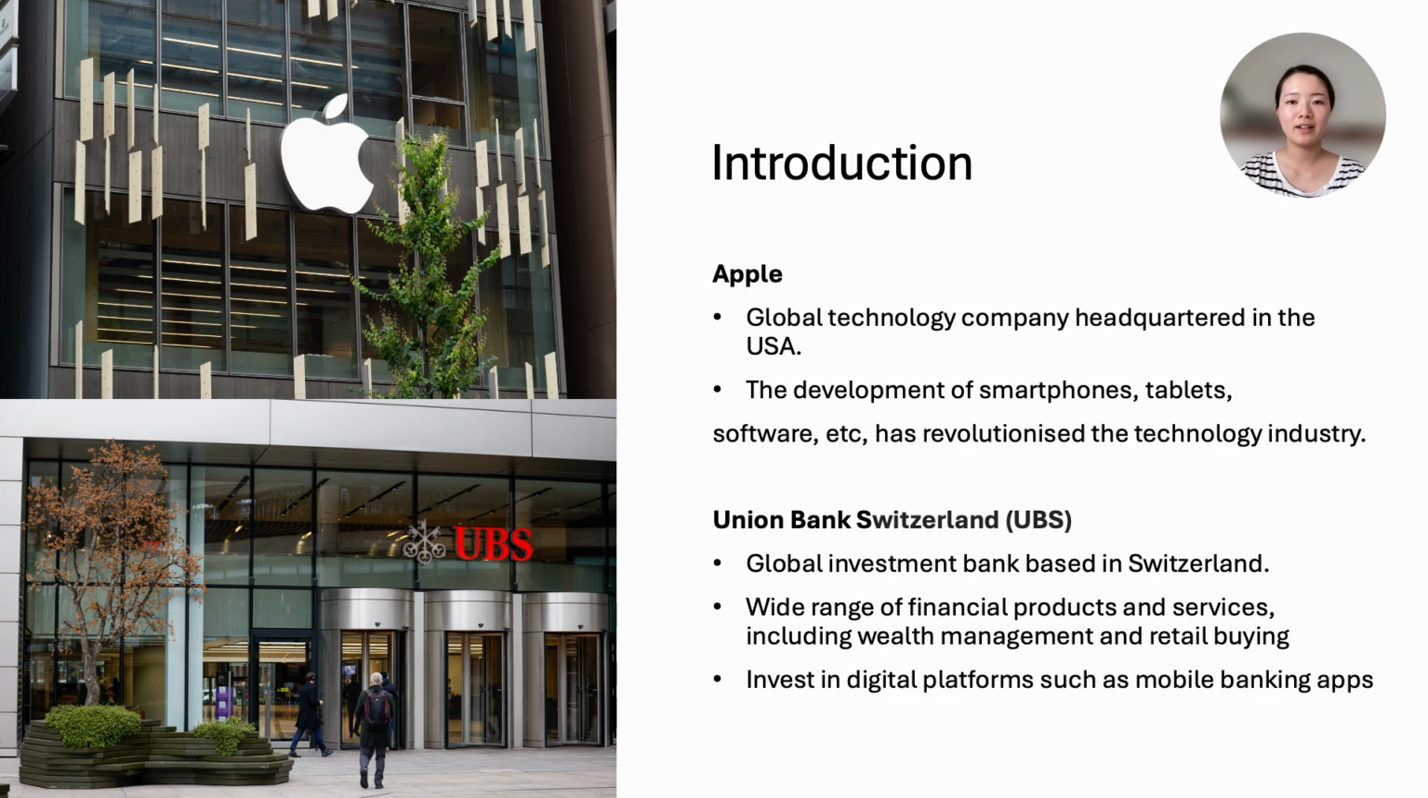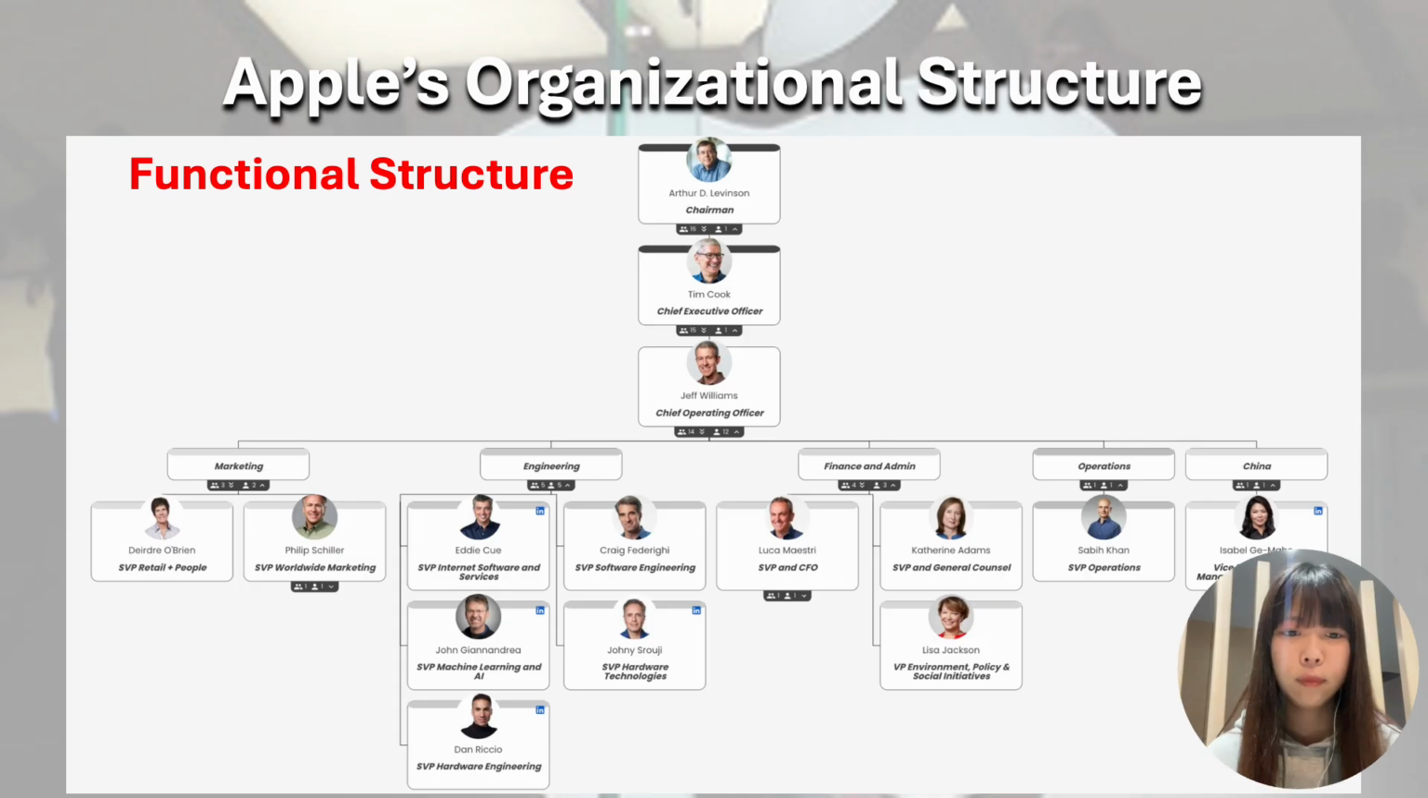Next, I will give an overview of UBS. Union Bank of Switzerland is a global investment bank based in Switzerland that offers financial services such as wealth management, investment banking, and asset management, demonstrating its commitment to innovation and technology.